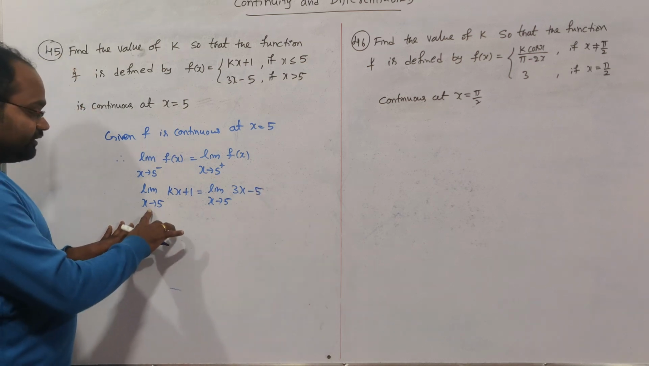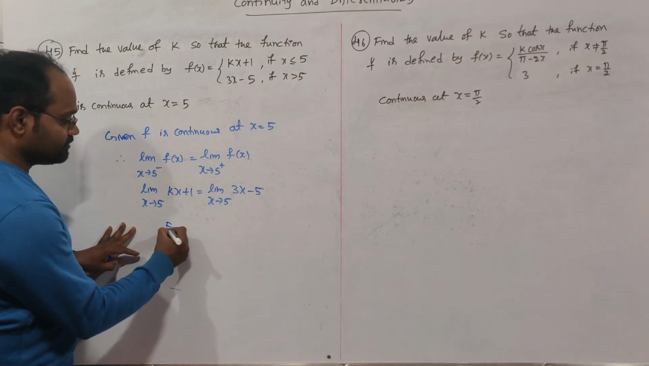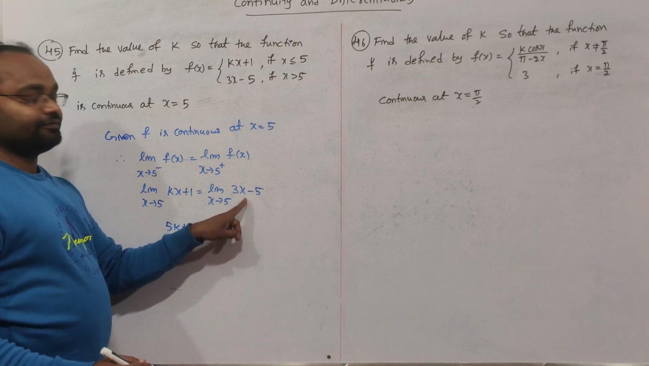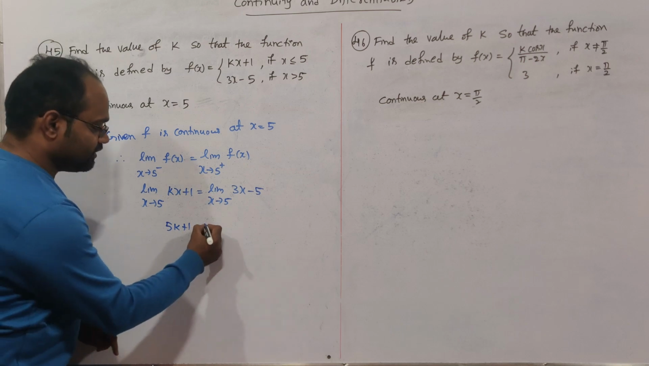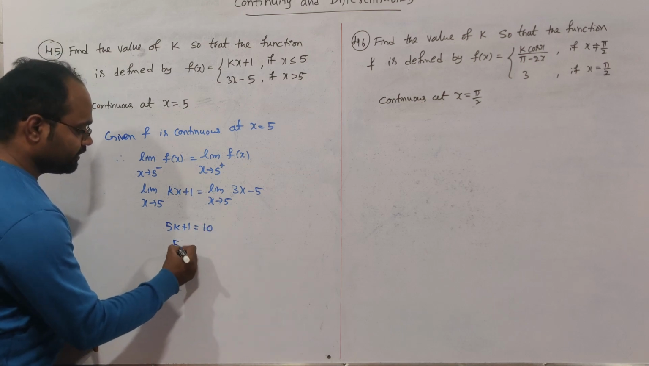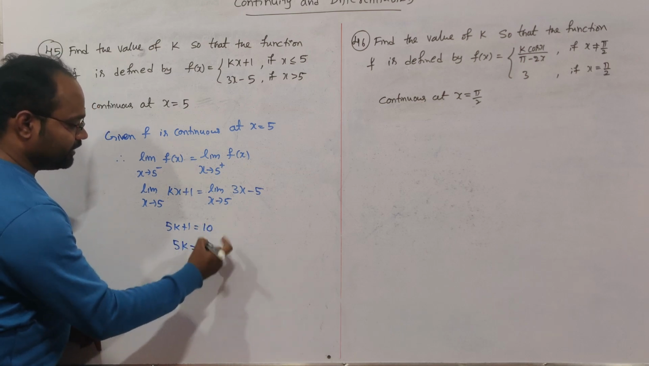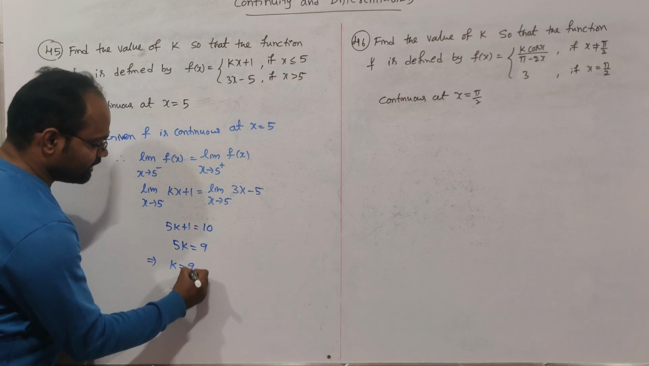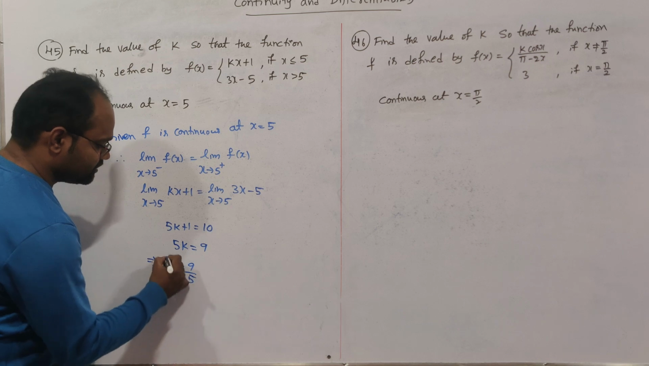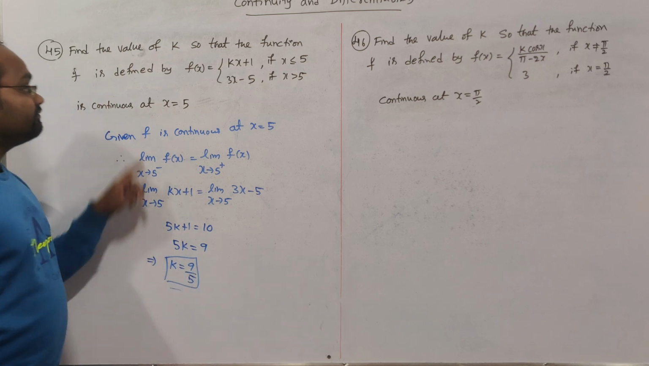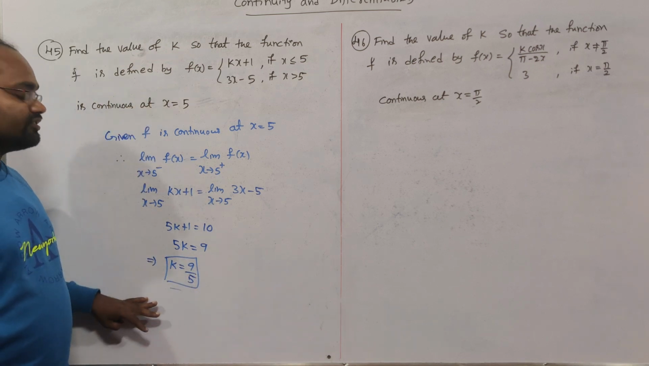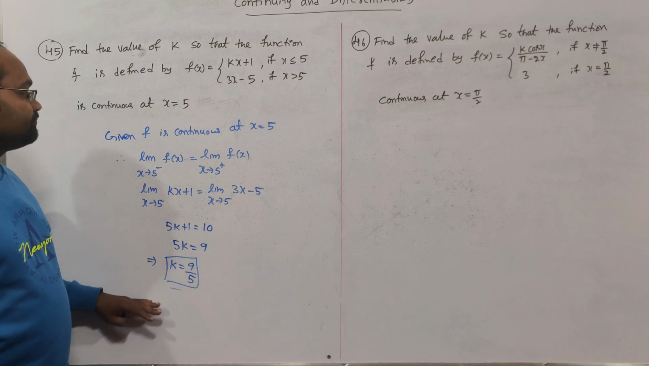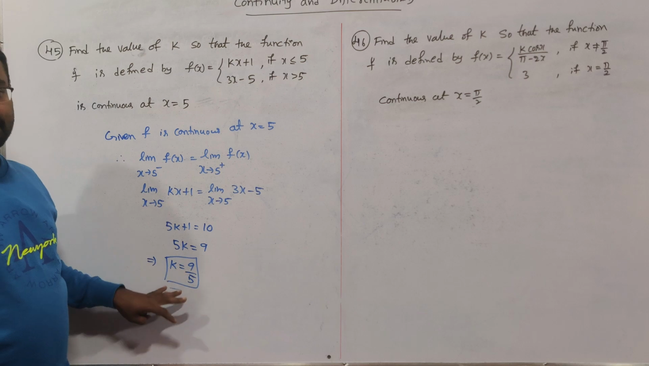Applying the limit ಏನು ಬರುತ್ತೆ 5k plus 1 is equal to 3 into 5, 15. 15 minus 5 ಅಂದರೆ 10. So 5k is equal to 10 minus 1, that is 9. That implies k is 9 divided by 5, which is the required value of k if the function is continuous at this given point. Right? Very simple 4-mark question. Now ಇದೆಲ್ಲ inequality separation ಇತ್ತು.